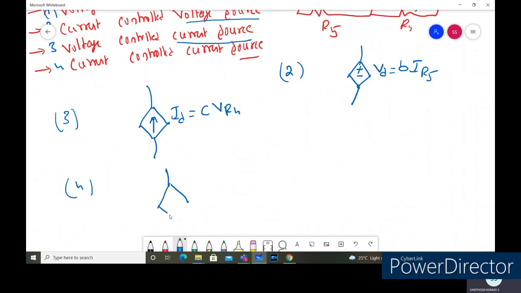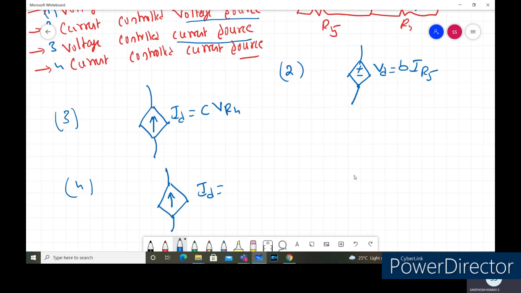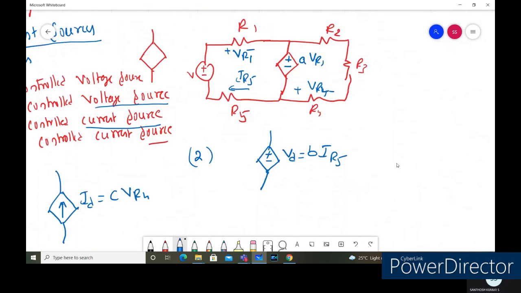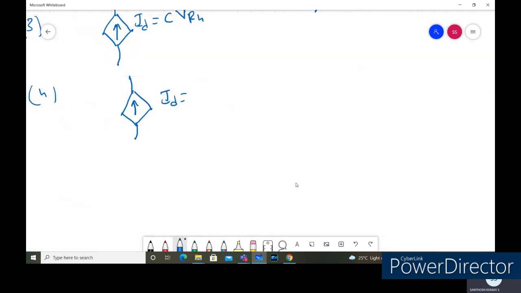So the type of the source is a current source. Say ID is the dependent current source. So the current of this one depends on the current through any other circuit element. Let us say we call the current IR3. So based on this current, the current of the current source is dependent. So we can call this D times IR3. We can call this a current dependent current source, or current controlled current source.